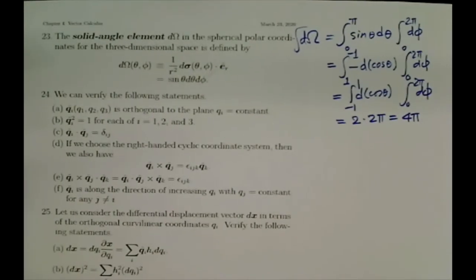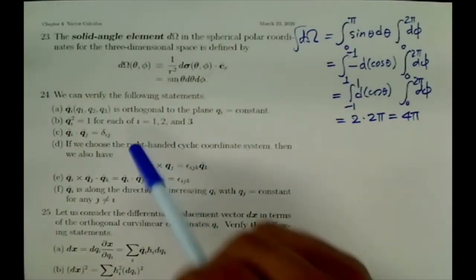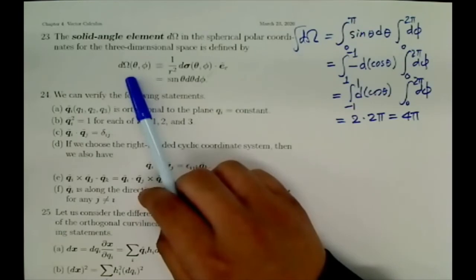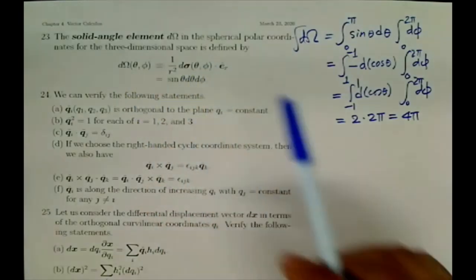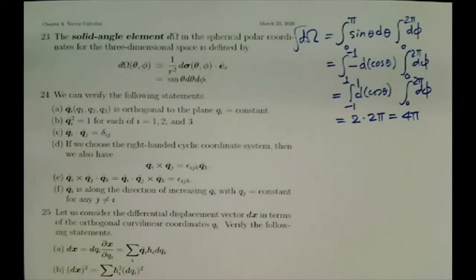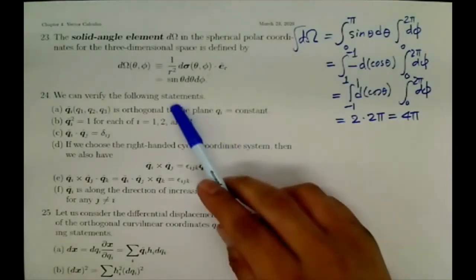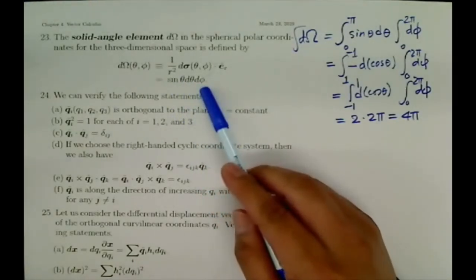The solid angle element is the area vector spanned by theta and phi, and that area is proportional to the radius of the sphere. So if I divide by the radius squared, then we have a pure angular dependence only. That is sine theta d theta d phi.